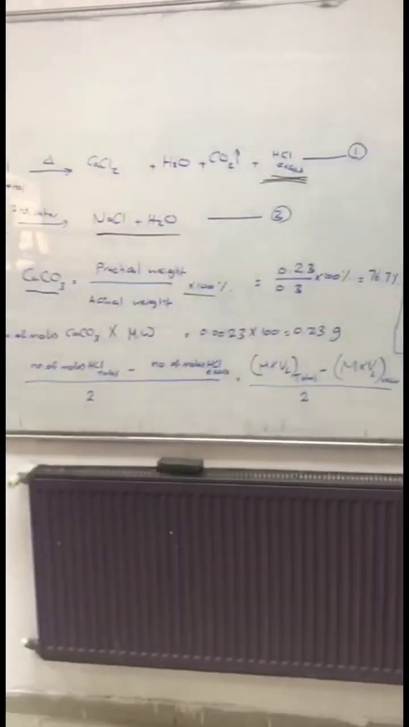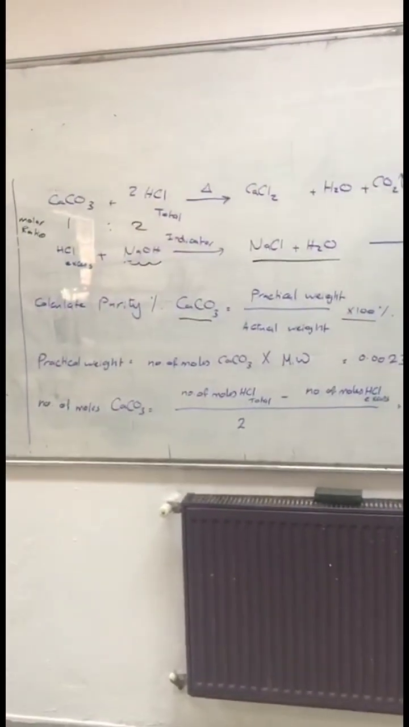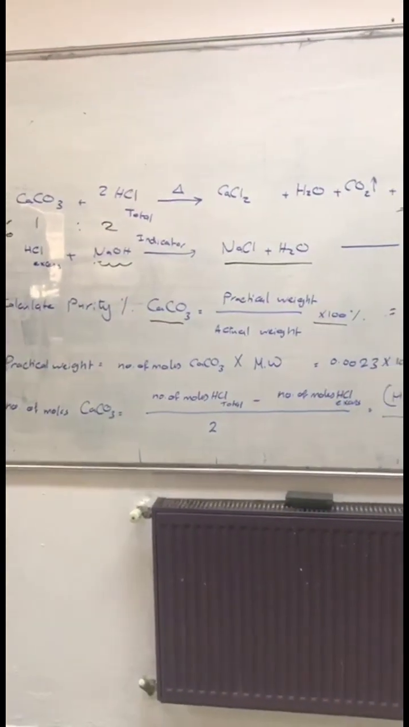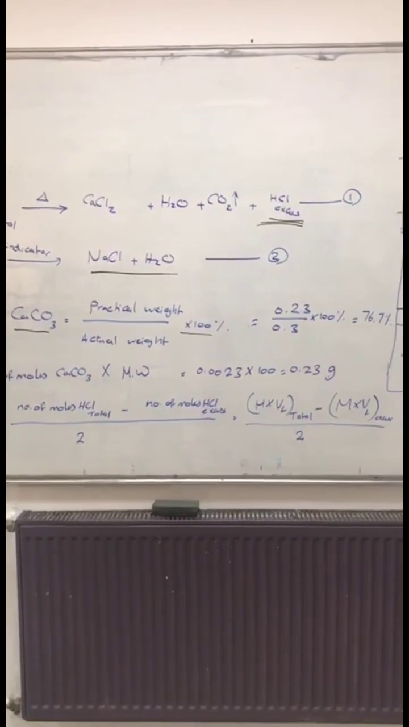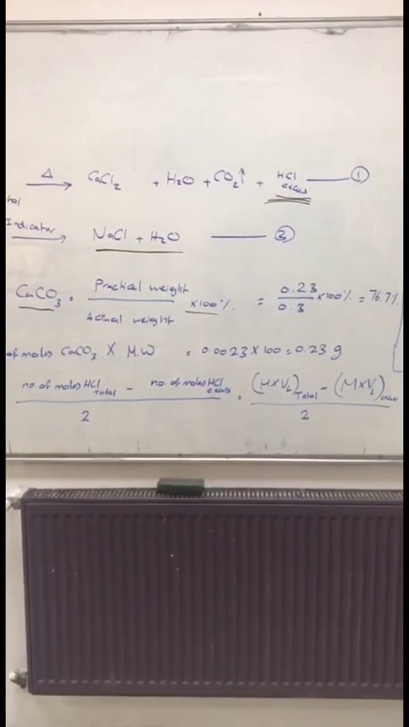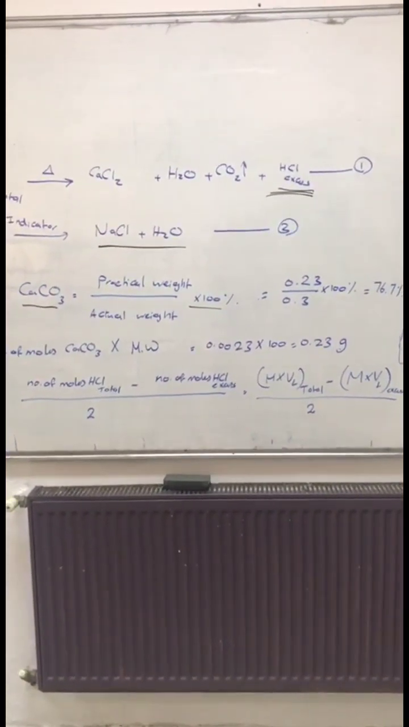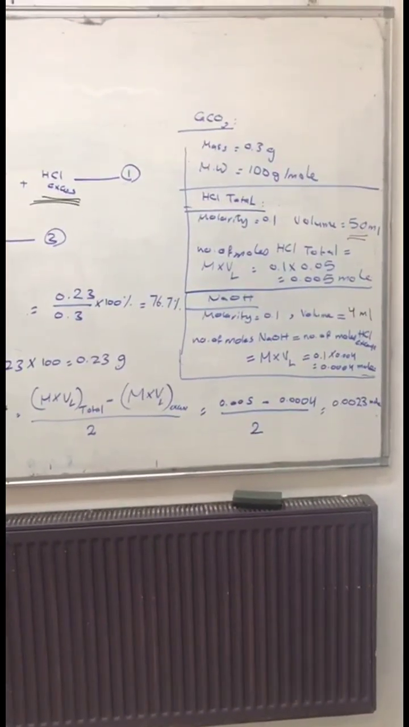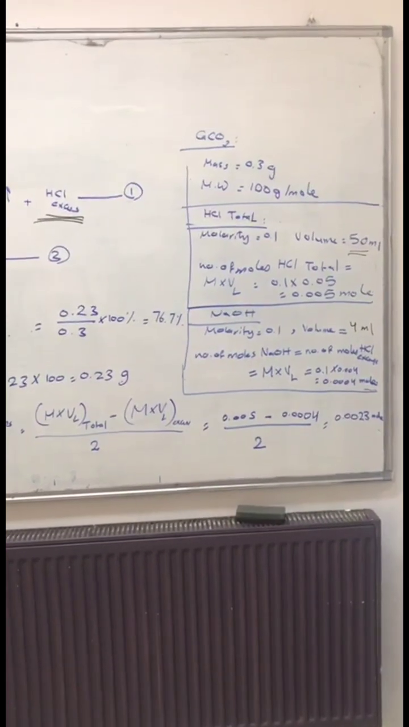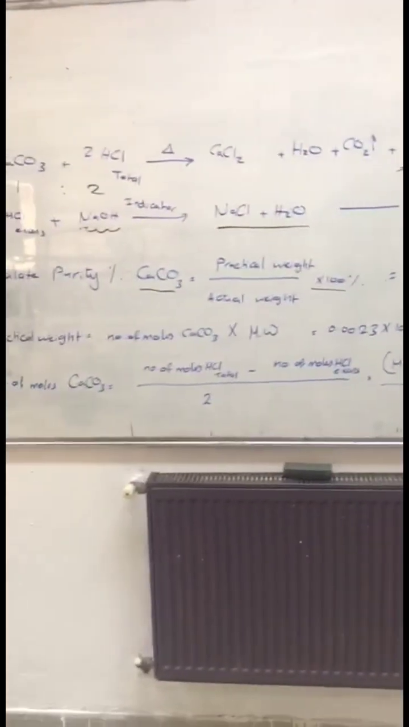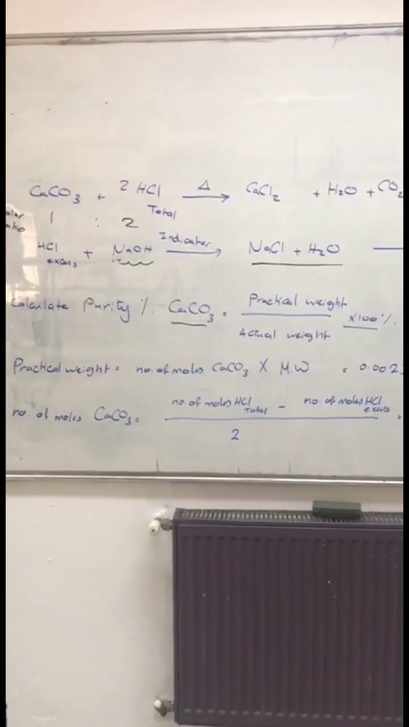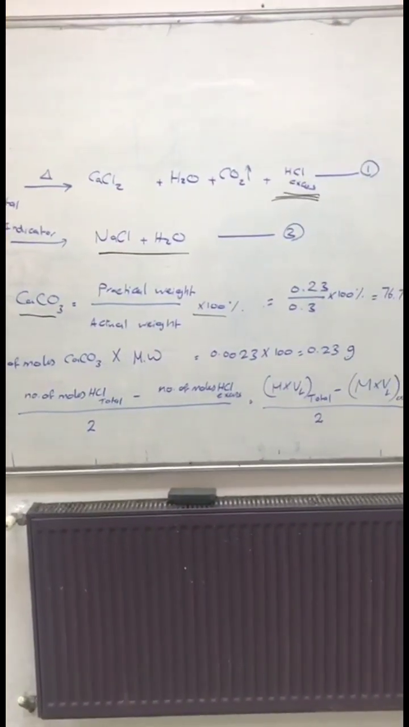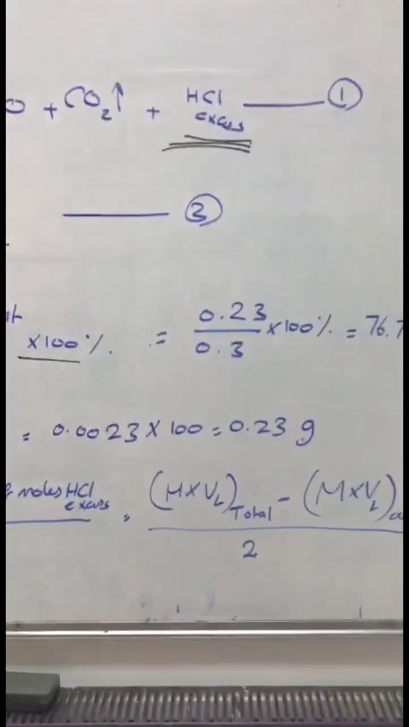So, we can calculate the number of moles of calcium carbonate, which equals the number of moles of HCl total minus the number of moles of HCl excess, divided by 2, and it is equal to 0.0023 mole. To calculate the practical weight, which equals the number of moles of calcium carbonate multiplied by its molecular weight, which equals 0.23 gram.